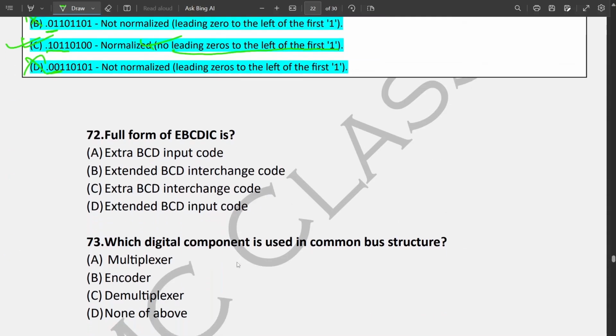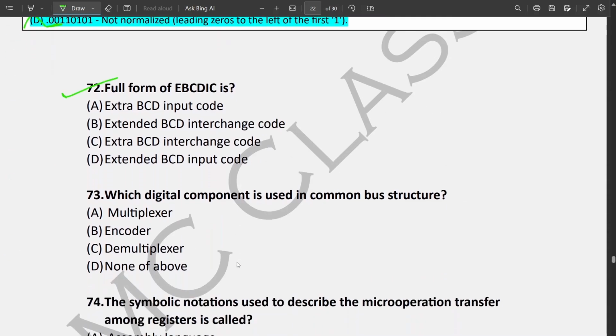Okay, next. Full form of EBCDIC. BCD is constant, and we just have to follow this. So the answer is Extended Binary Coded Decimal Interchange Code. Option number B is correct.